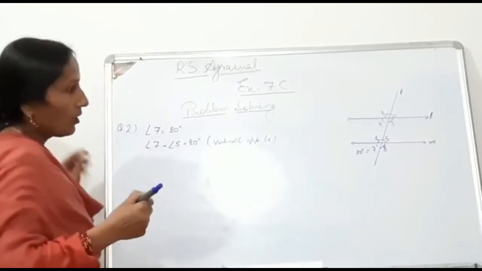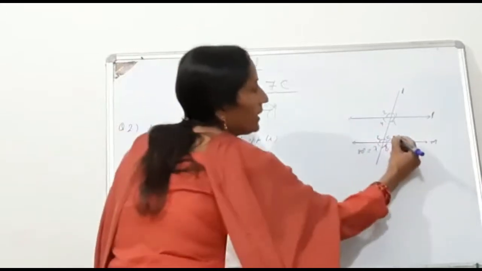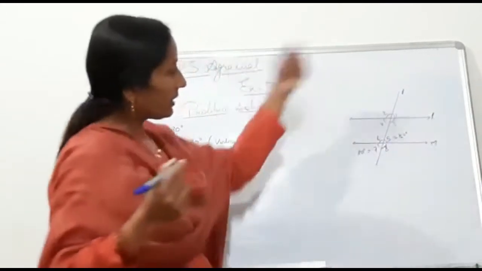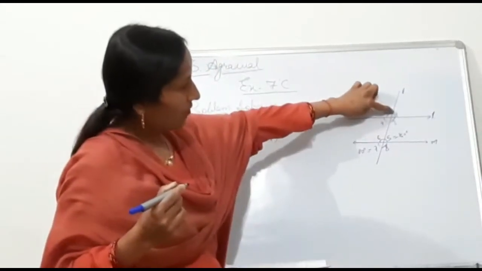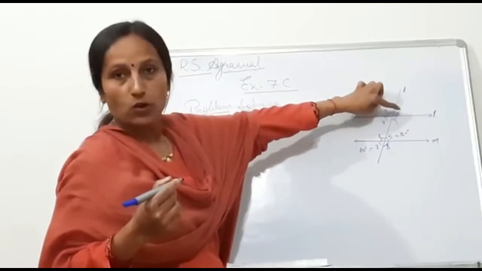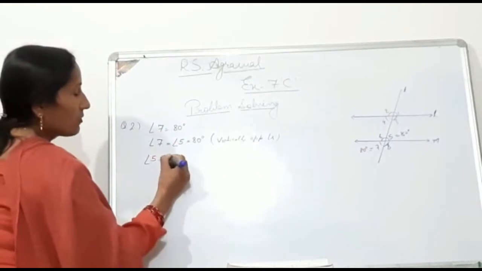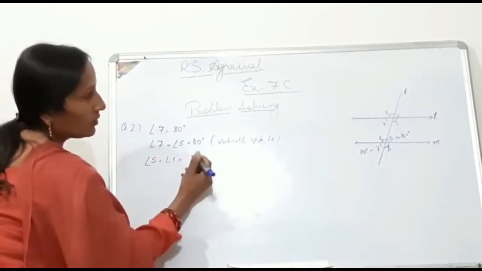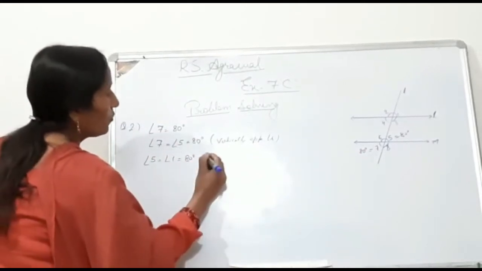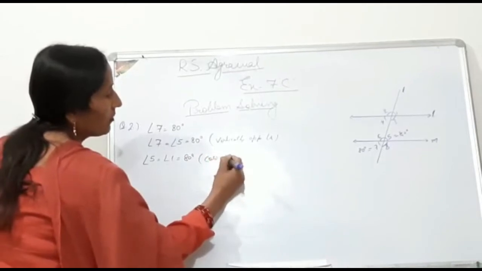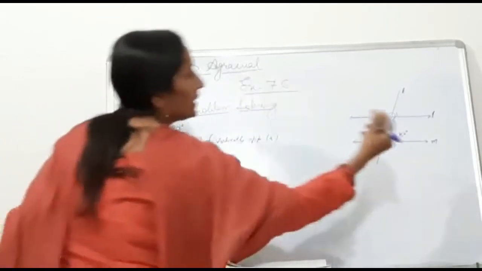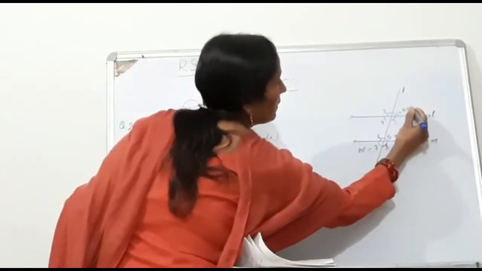Okay. Now angle 5 is 80 degrees, we got. Here we can see angle 5 is equal to angle 1 because both are corresponding angles. We can write here angle 5 is equal to angle 1 is equal to 80 degrees. Both are corresponding angles. Here we can write 80 degrees.